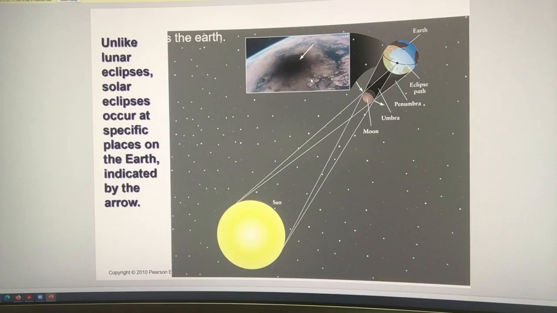Unlike lunar eclipses, solar eclipses occur at specific places on Earth and also occur less frequently than lunar eclipses. The reason is because solar eclipse only happens during new moon phase. That means moon is going to be in between Earth and sun. But when the moon's shadow touches the Earth, only people located at that particular place, where the shadow sweeps the particular area of the Earth, will be able to see solar eclipse.